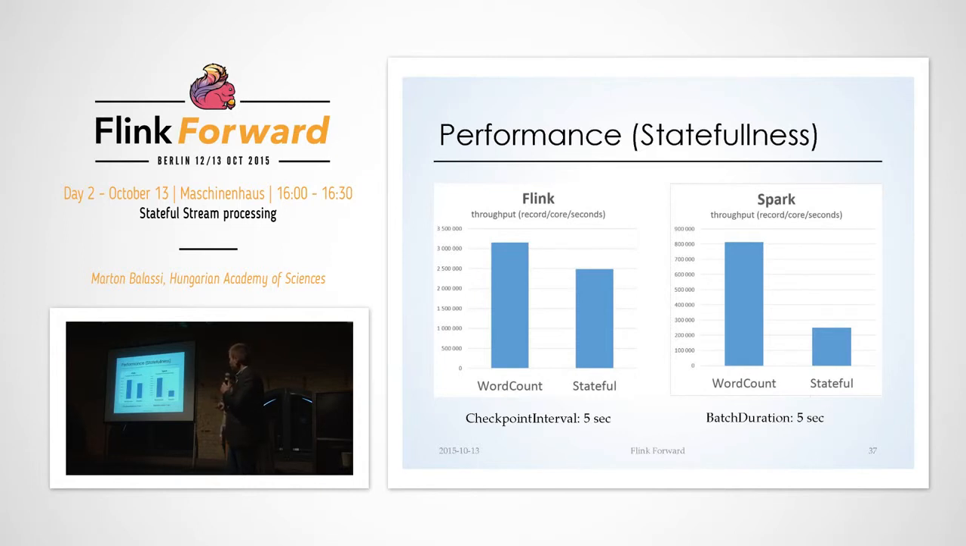If you switch on statefulness and you do the proper stateful counting in both systems, then the performance of Flink degrades around 20%. And the same thing in Spark is around 70%, because of the different architecture between drawing these snapshots and because of the solution that Spark Streaming gives you of co-grouping this other stream.